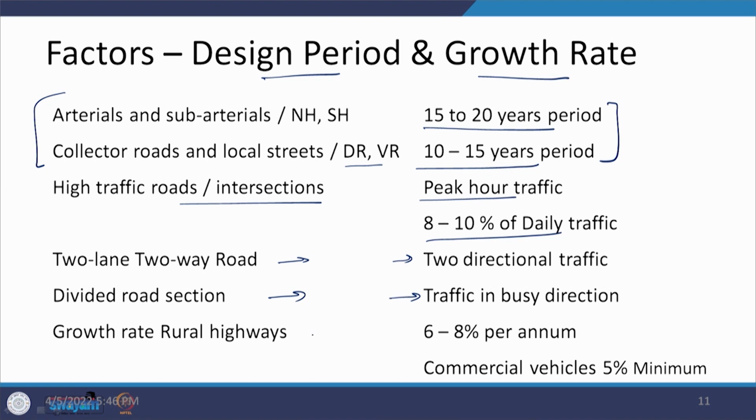And in the case of rural highways, the growth rate is taken as 6 to 8% per annum, and in the case of commercial vehicles, it is taken as a minimum of 5%. So, these are the values which can be considered, or if you have the data for your area, then you can use that particular data. It can be in terms of time series data, whatever is there, and you can compute the growth rate from it also.